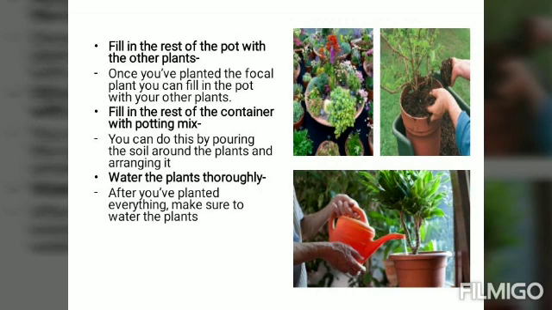However, it is best to keep those of similar size placed together. If you keep similar sizes together, it will look more attractive, it will look better, okay. So once you have planted the focal plant, you can fill in the pot with your other plants, and then you place them according to similar size, whether the same size of pots or of plants, you can place them together.